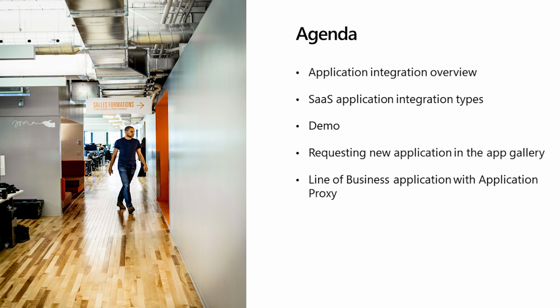With the full pack agenda, first we will look into what application integration means. Then we will move to the SaaS application integration types. We will also look at the demo. And then you as a customer can request a new application into the gallery, so we'll see how you request that with us. And moving to line of business applications, we'll see how you use application proxy as a feature to integrate your line of business applications with Azure AD.